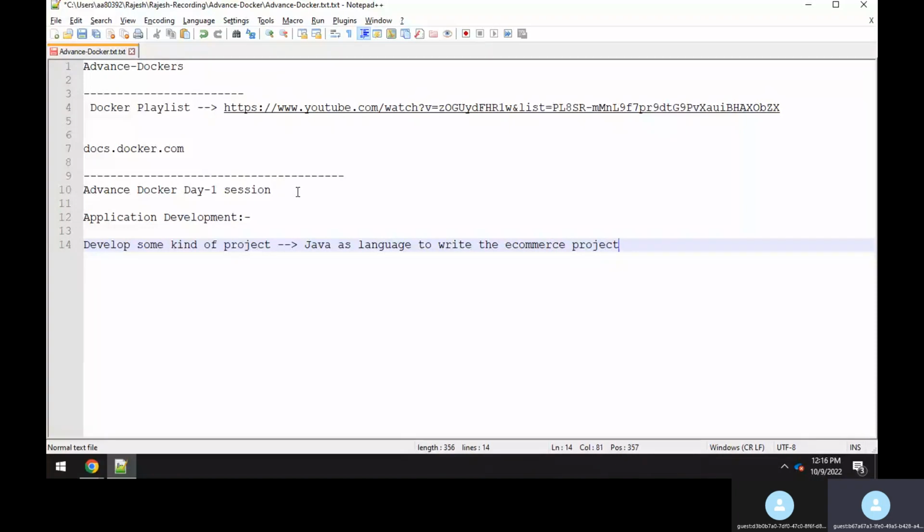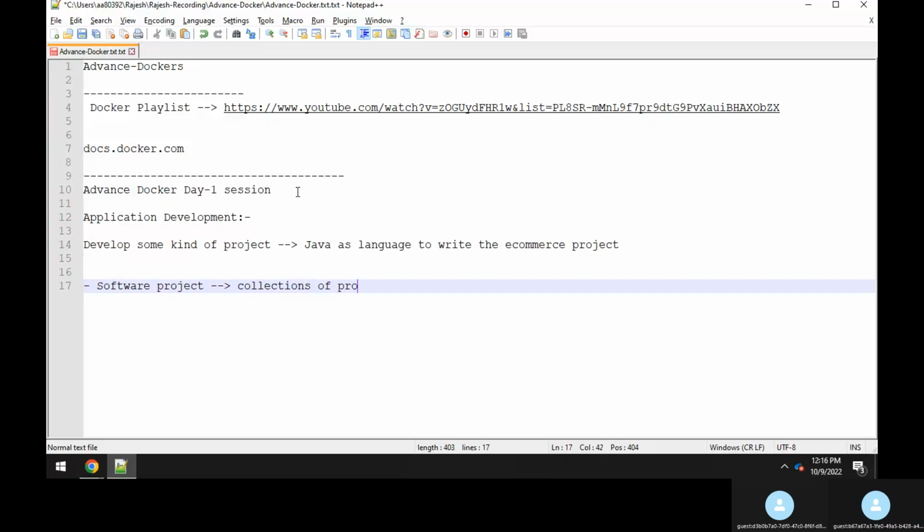You know very well what exactly a software project is. A software project is nothing but a collection of programs. You will have multiple programs integrated together, and we call it a software project.